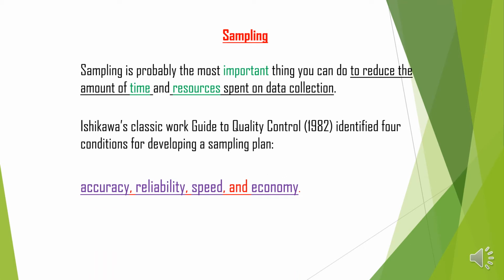Okay. So Ishikawa, in his classic work Guide to Quality Control in 1982, identified 4 conditions for developing a sampling plan. If you're going to do a sampling plan, you have to take care of accuracy, reliability, speed, and economy.